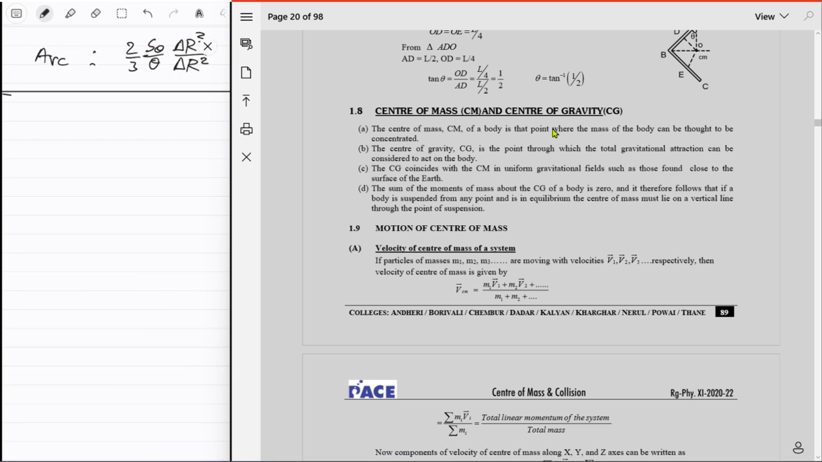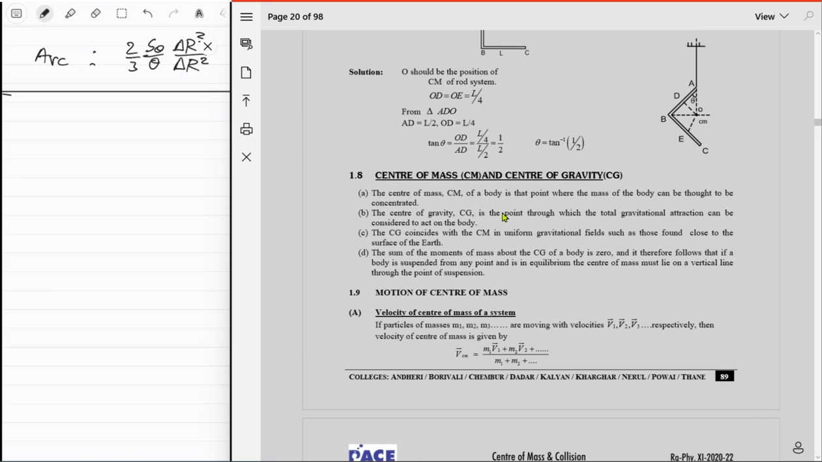Okay, center of gravity. The center of gravity is the center of mass if the gravitational field is uniform. What if it's not? If it's not, then it's different. The center of gravity coincides with the center of mass in a uniform gravitational field. See, it's the same as I told you.